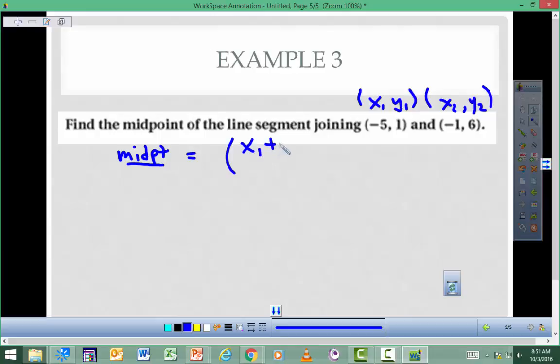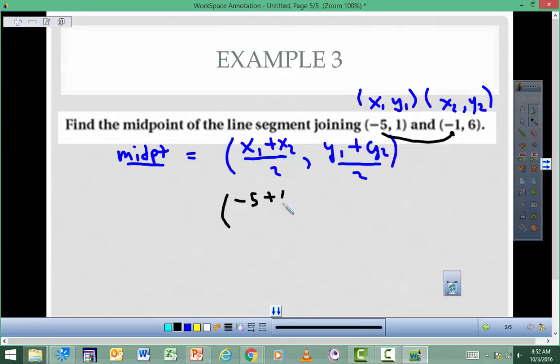X1, this time we add the x coordinates. We divide by 2, and we put a little comma. Y1 plus y2, and we divide by 2. Okay, so now let's just plug the numbers in. This time I need to add the x coordinates. So I get minus 5 plus minus 1, and I divide that whole thing by 2. Put a comma here. And now let's add the y coordinates. 1 plus 6, divide by 2.